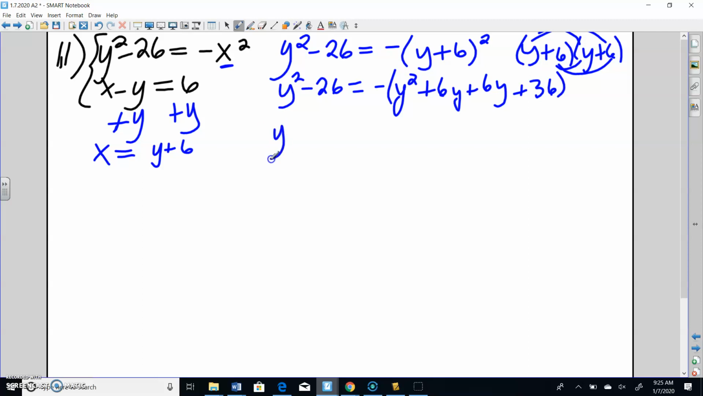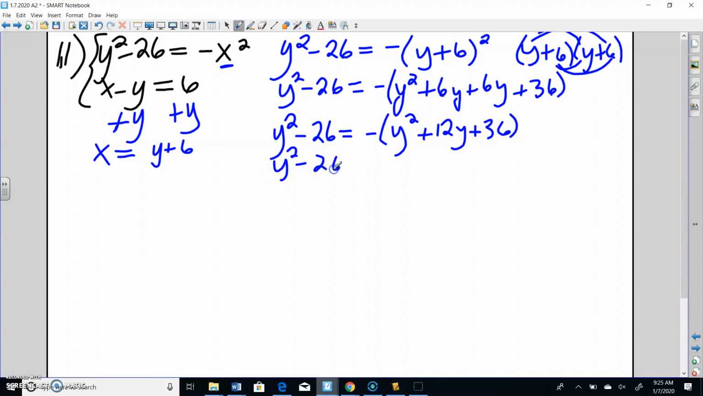Left stays the same. And we're going to simplify within our parentheses before we take that negative through. So that's y squared plus 12y plus 36. And then taking the negative through just changes all of those.